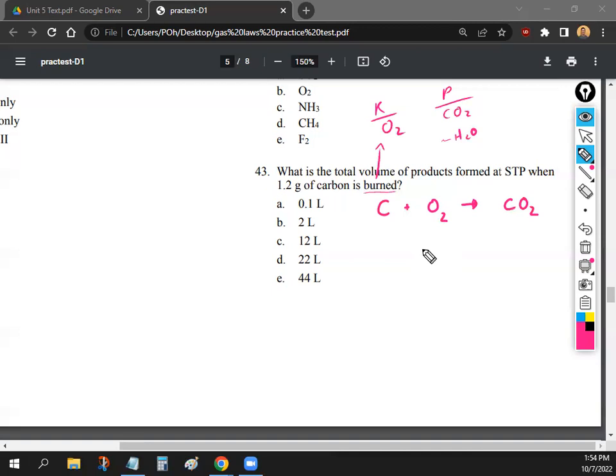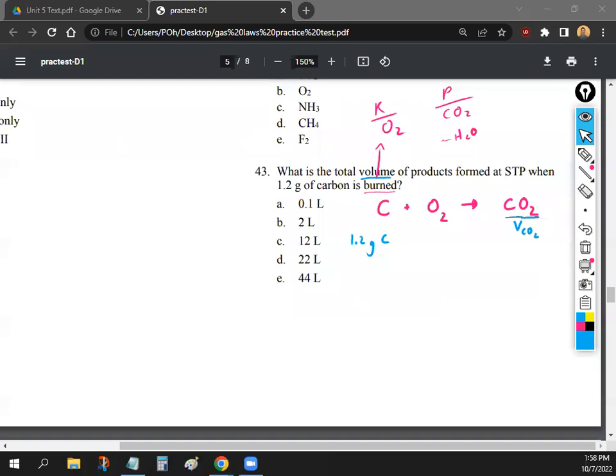Alrighty, so from here, we don't need to balance because it's already balanced. We're going to just do some regular stoichiometry. We have 1.2 grams of carbon, and we want to find the total volume of products. Obviously, our only product is this. So we want to find the volume of CO2 at STP. Okay. So I will give you guys about 3 minutes to try this out. We'll go over the answer, and then we'll be done for the day.